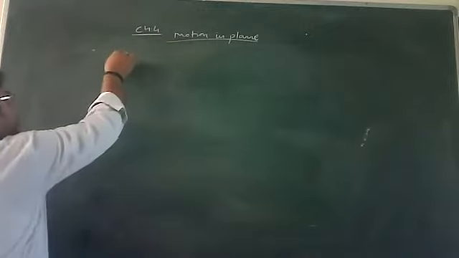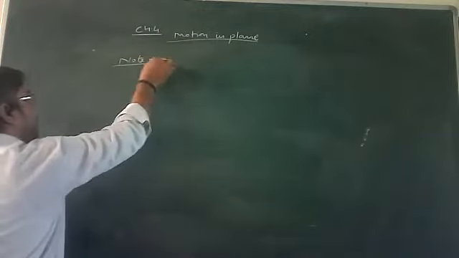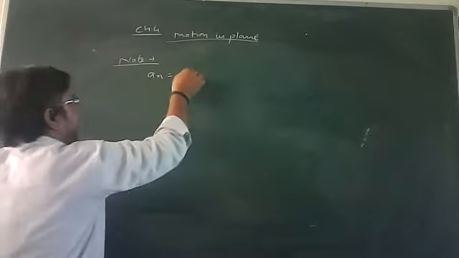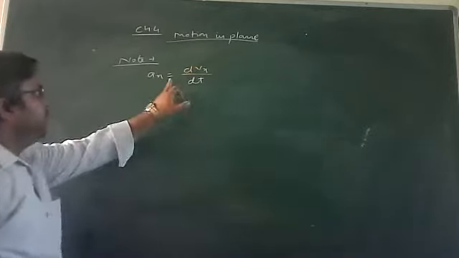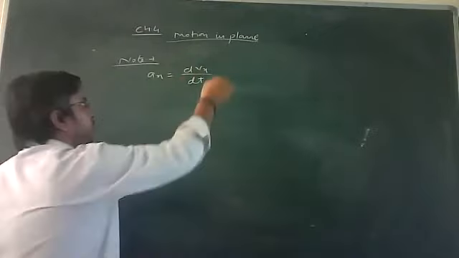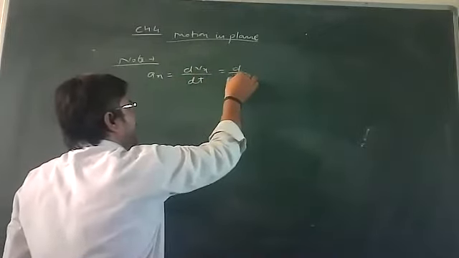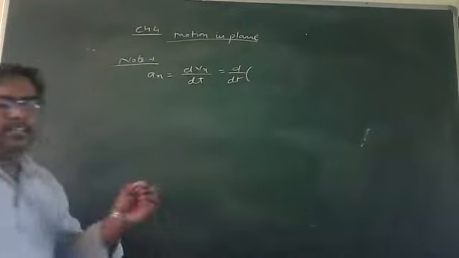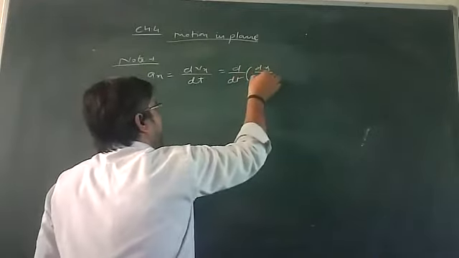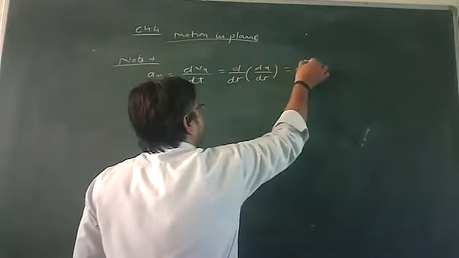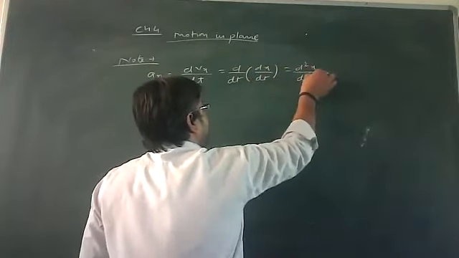You can write a note here that we have discussed what is ax. Ax is the differential of the x component of velocity, dvx by dt. And what is dvx? Velocity on the x-axis, so dvx can be replaced by dx by dt. This can be written as d square x by dt square.